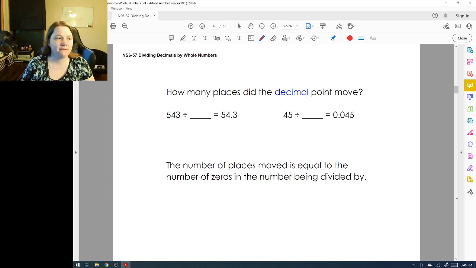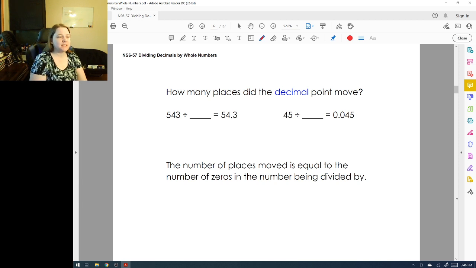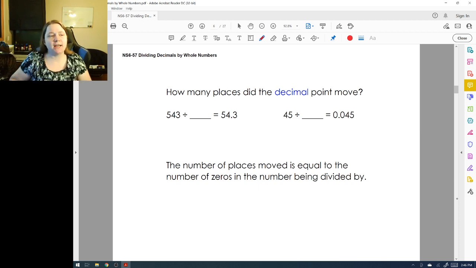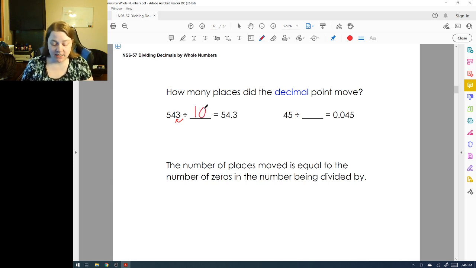Now, we can look at how many places the decimal did move on these numbers. For example, on 543 divided by something equals 54.3, I know that the number didn't change. It's just where the decimal is. The digits in the number didn't change. So that means I either divided by 10, 100, 1,000, something along those lines. So if we look and we see how many spots did the decimal move from being at the end, like a period in a sentence, to being between the 4 and the 3, well, that's 1 time. So we divided by 10.